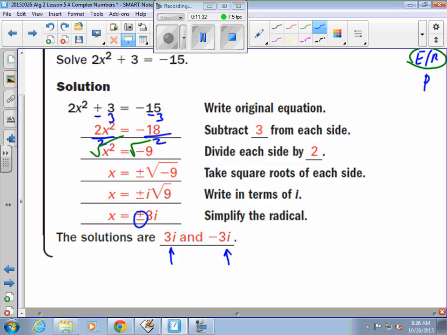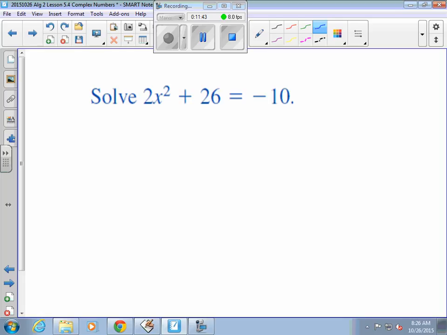So again, order of operations. The only thing we're adding today is we're taking a negative value out of the radical. So in the little white space on the side, do this one. 2x squared plus 26 is equal to negative 10. Order of operations backwards: addition, subtraction, multiplication, division, exponents, radicals, parentheses. Take about 30 seconds.